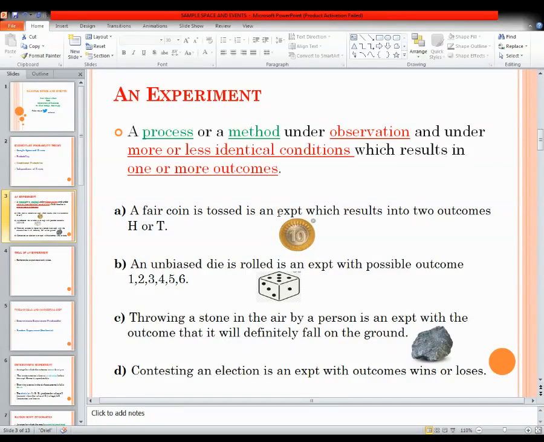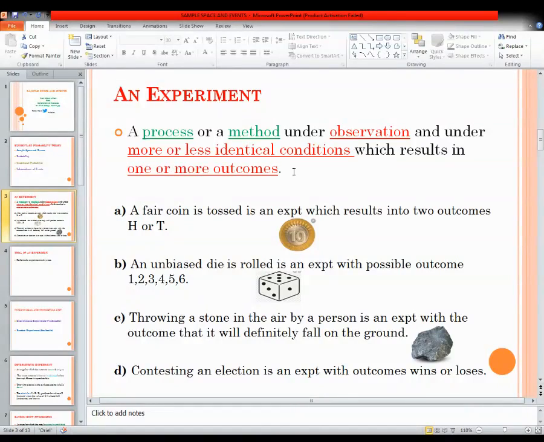Now we can discuss an experiment. Friends, what is meant by an experiment? An experiment is a process or a method under observation. Observation means supervision, under supervision, and under more or less identical conditions. Identical conditions in the sense the conditions are similar, which results in one or more outcomes.